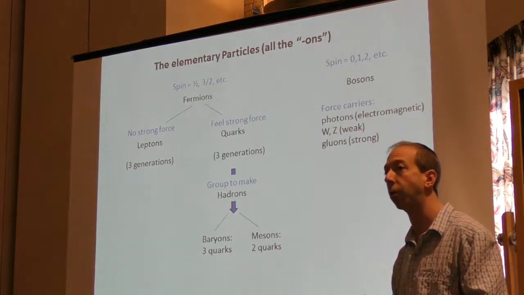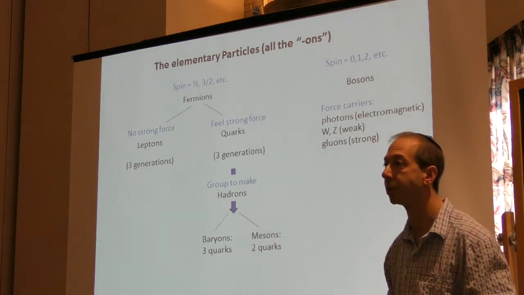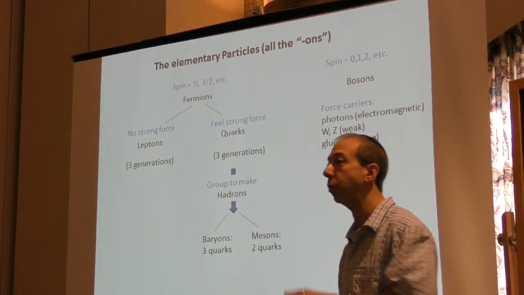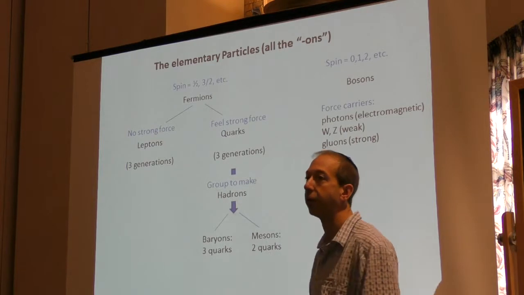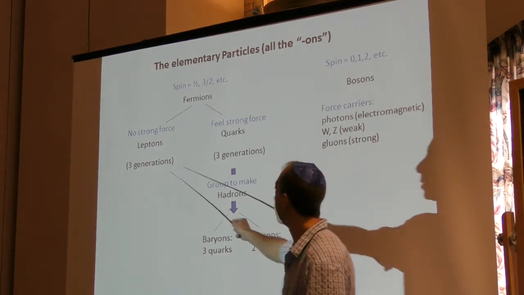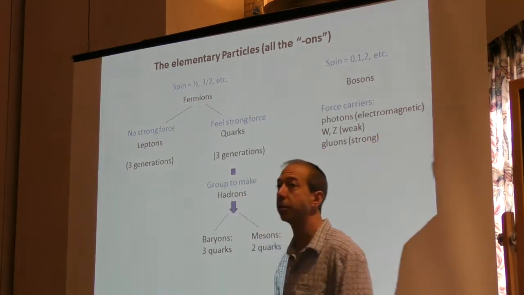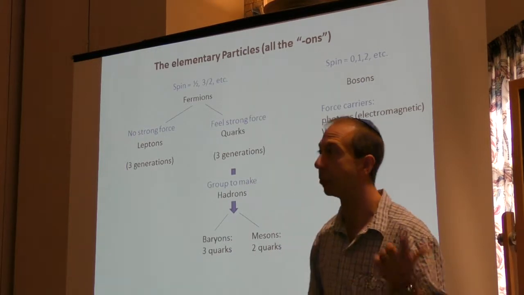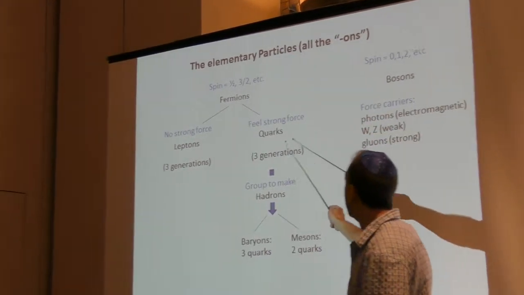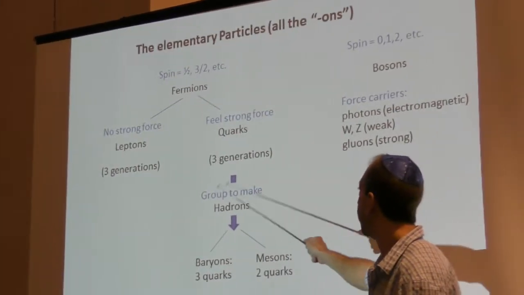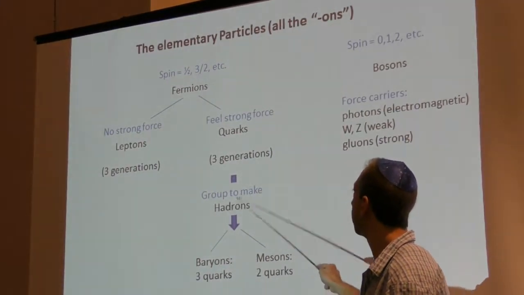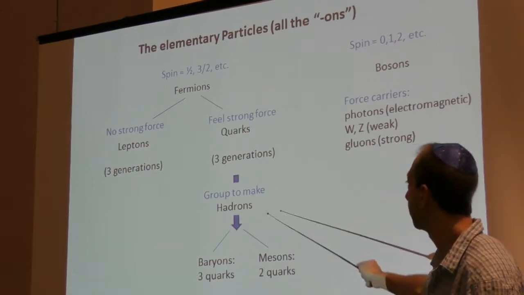You have the strong nuclear force that we talked a lot about the last couple of weeks. And then you have the weak nuclear force. And which particles feel which force is essentially how they're categorized, how they're broken down. So the leptons have no strong force, they're just weak, and some of them are electromagnetic, some of them are not. And then the quarks do feel the strong force, and then the quarks can be grouped together because of that strong force to make hadrons.